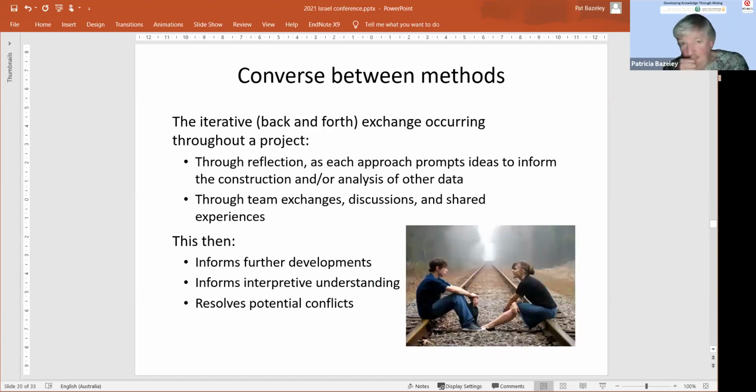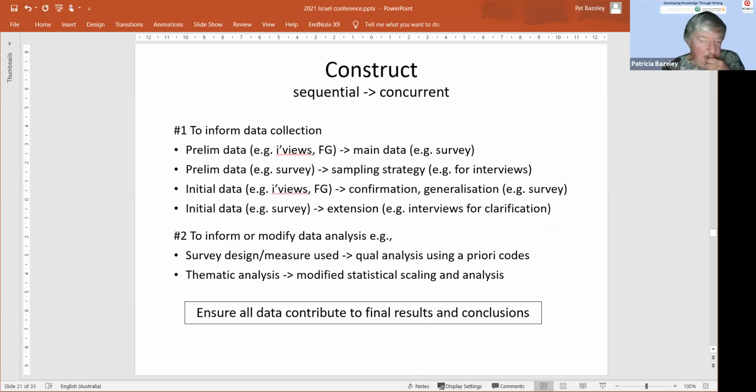Right, moving through some of the supportive methods, it's important to have this conversation going on between methods throughout a study, which occurs through reflection or through team exchanges and so on. So each approach will prompt ideas to inform the construction or analysis of other data. We can use one method to construct another, and there's a number of ways of doing that. We might be doing it to inform data collection. It's the most traditional way. It's also possible to use one method to inform or modify the data analyses in another method.